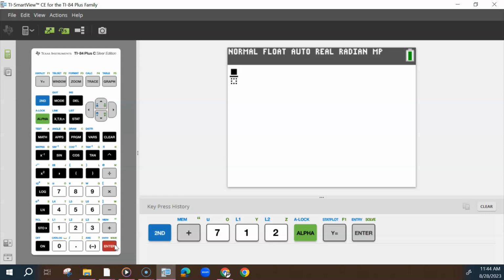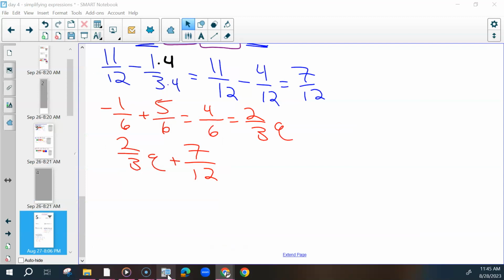Anyone else not get a fraction bar? Did we get it? So from here, you can always go second mode and then try again. Alpha, Y equals. Okay, I got this. Okay, great. Alright, and then we are going to put in the same fractions from before.